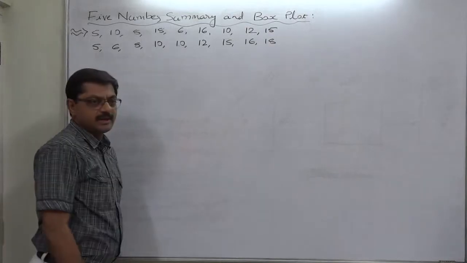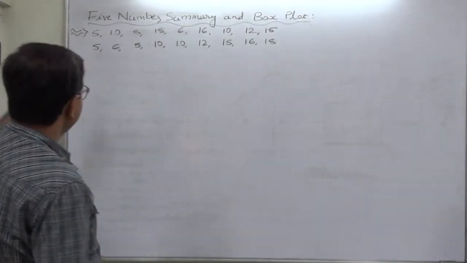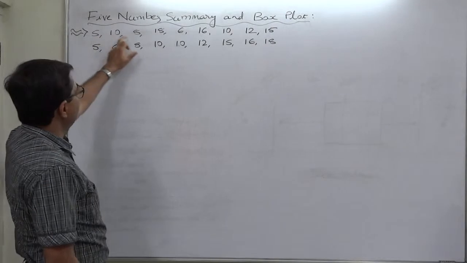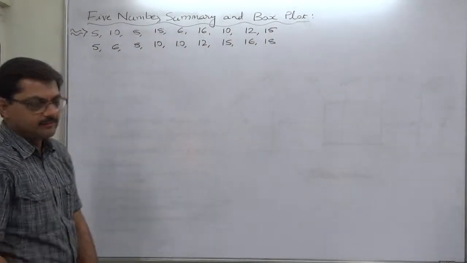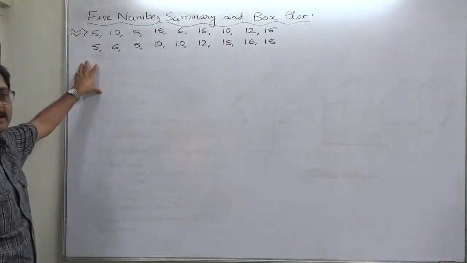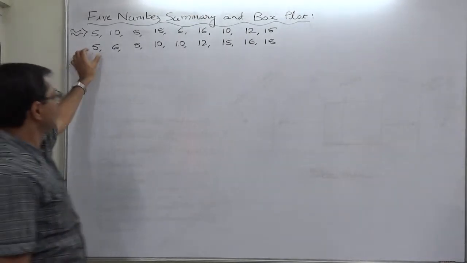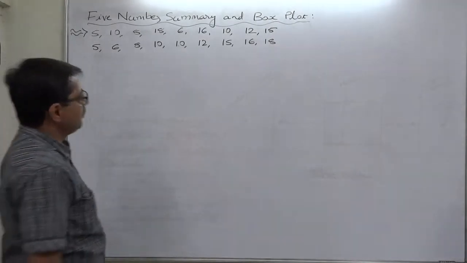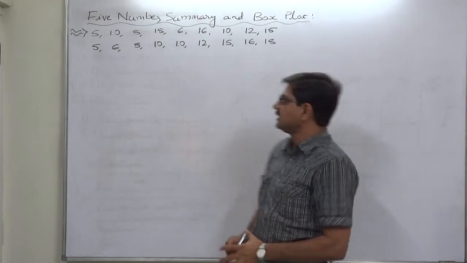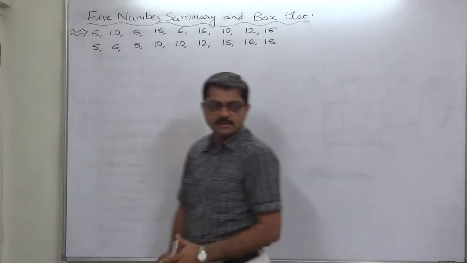Of 5-number summary and box plot. We have a data of some values. Values are 5, 10, 8, 18, 6, 16, 10, 12 and 15. The first work to be done by us is to arrange the data into ascending order from the lowest value to the highest value. Now before preparing the 5-number summary, first of all let us determine the three important things.